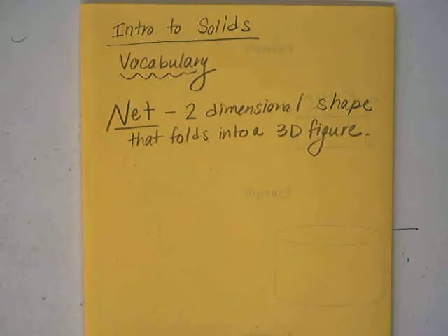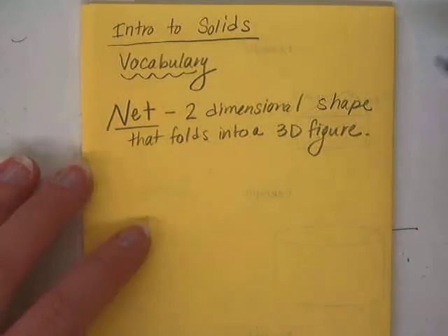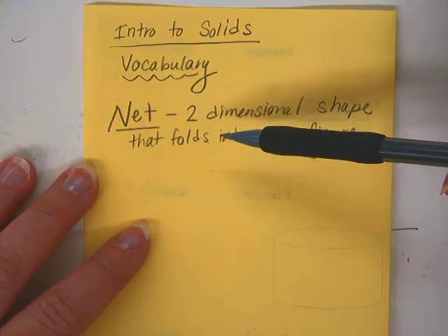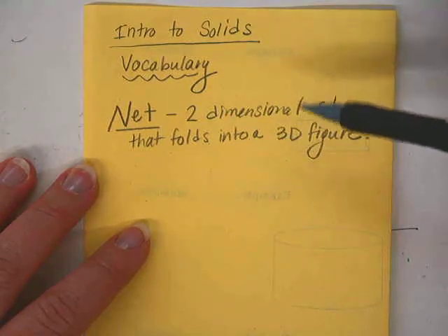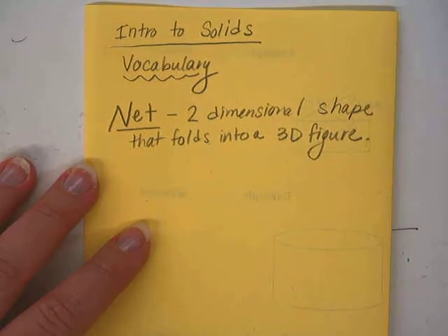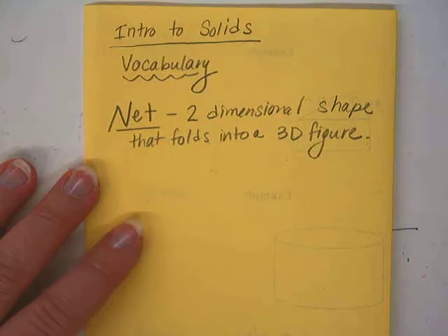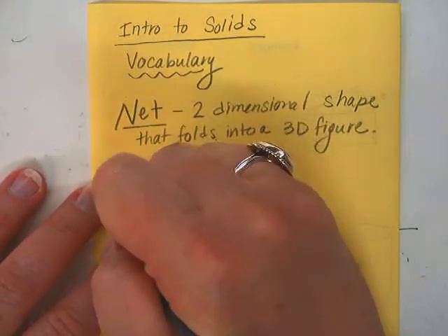Right, this is the vocabulary you should have learned doing your assignment last time. First and main vocabulary word we learned on your assignment from last time was net, which is a two-dimensional shape that folds into a 3D figure. Okay, here's some other words you should be aware of.